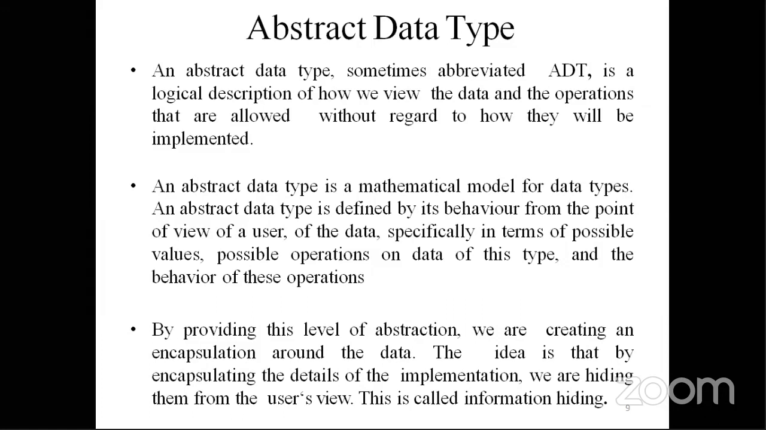Okay. Simply, an abstract data type is a mathematical model for our data type. So we have this kind of data values, and on this kind of data values I may be performing this type of operations, like that I have to specify. So simply I'm specifying the behavior of your particular data values here. Okay.